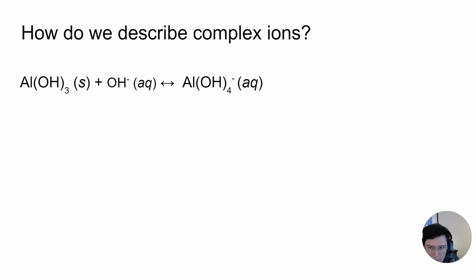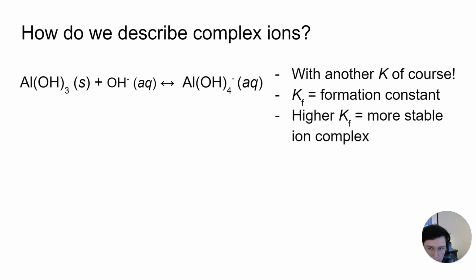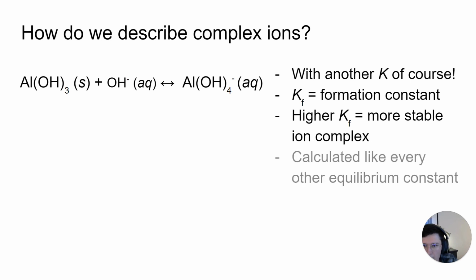So how do we describe complex ions? Well, with another K. That's how we describe everything. And K sub F, or Kf, is the formation constant. And the higher a Kf you have, the more stable that ion complex is. And they're usually pretty big because the complexes are more stable than just an unreacted metal ion in solution, usually.